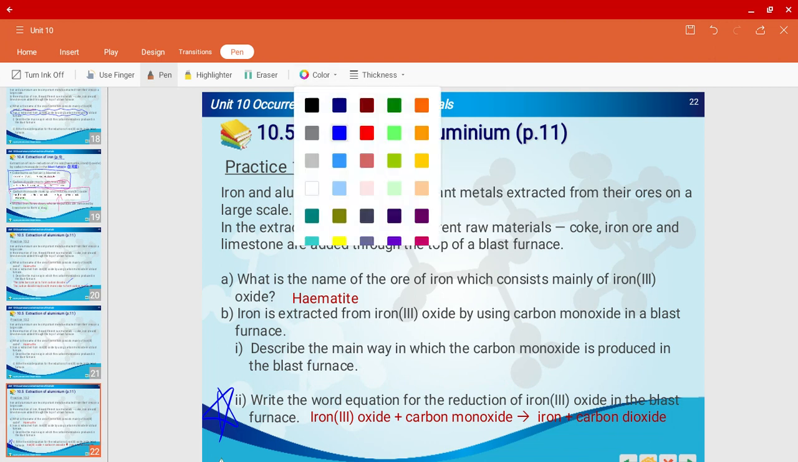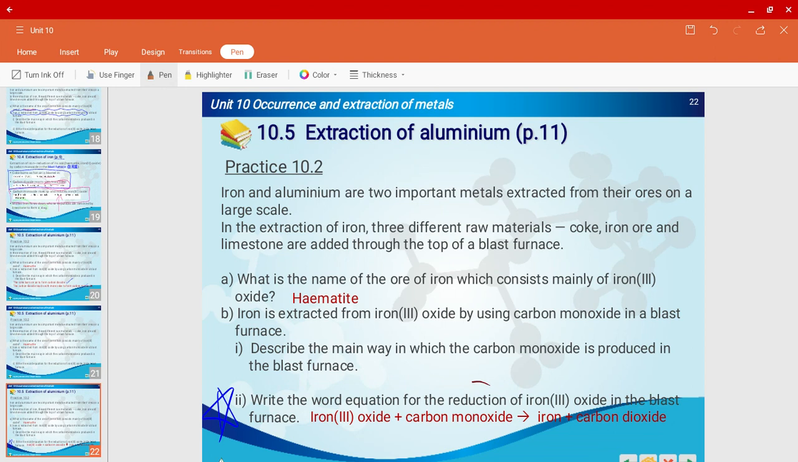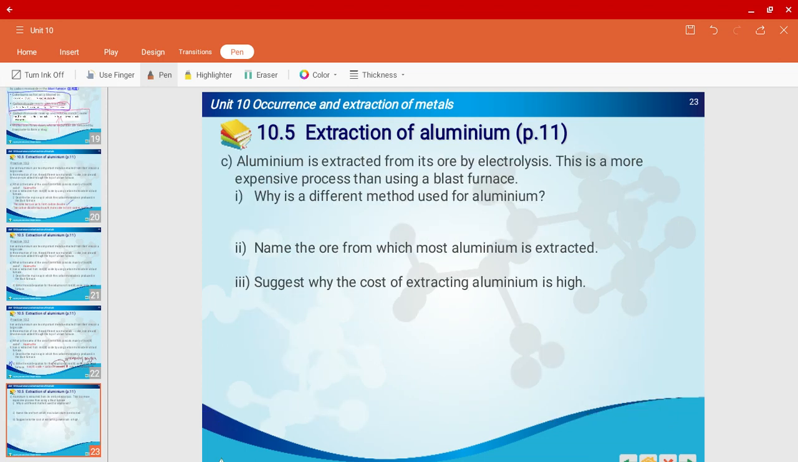Just a reminder, again, you see the word reduction. What does reduction mean? It means removing oxygen. Okay, I mentioned this in the previous video as well. Let's move on. Question C.